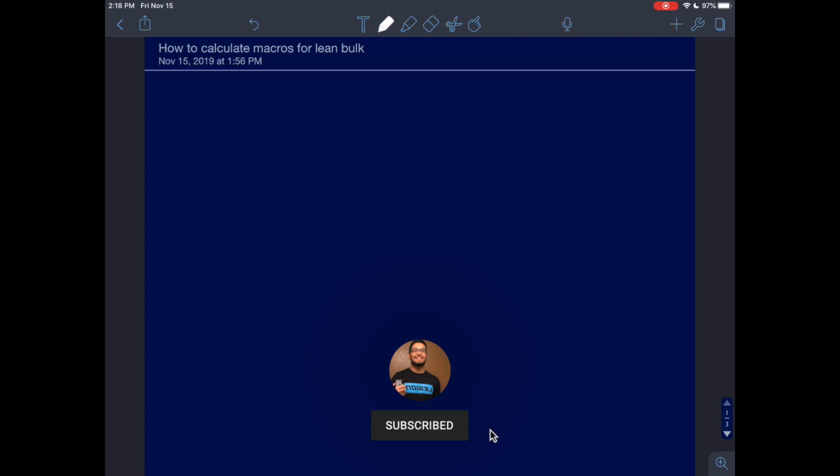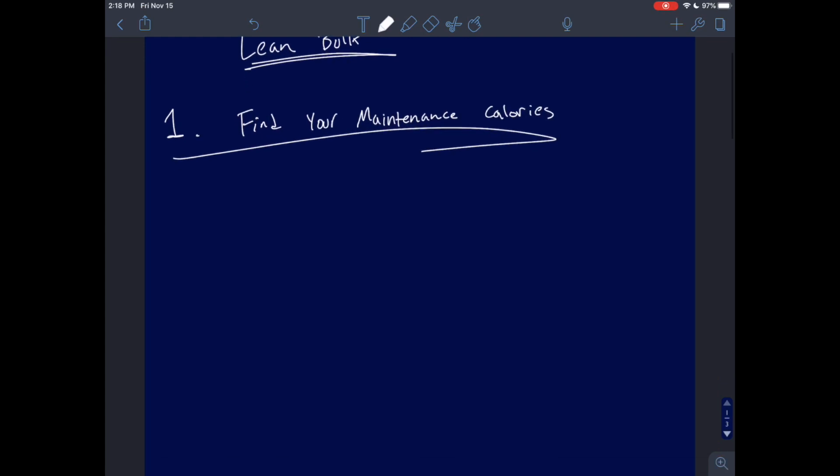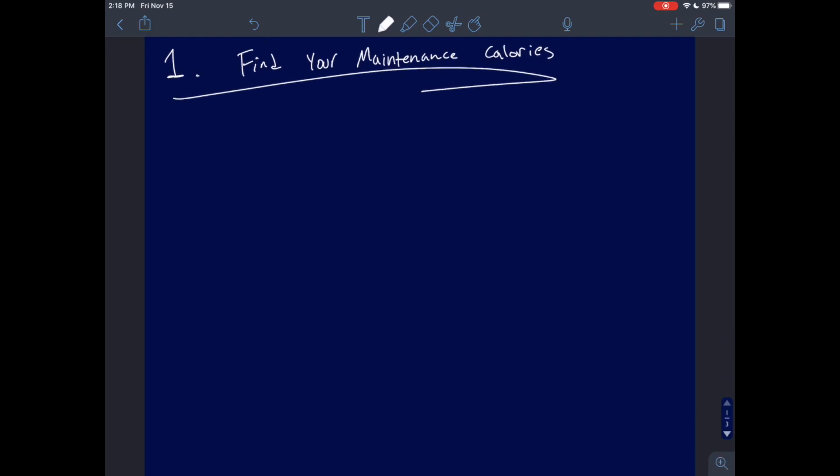So lean bulking, that is what we're talking about today. Step number one to calculating your macros for lean bulking is to find your maintenance calories. Finding your maintenance calories is pretty easy.